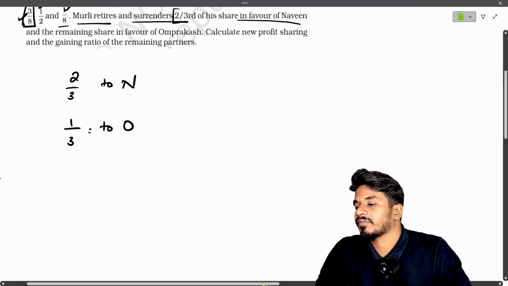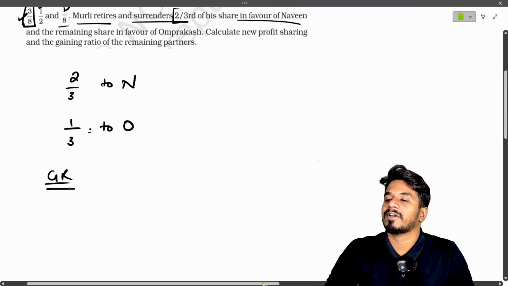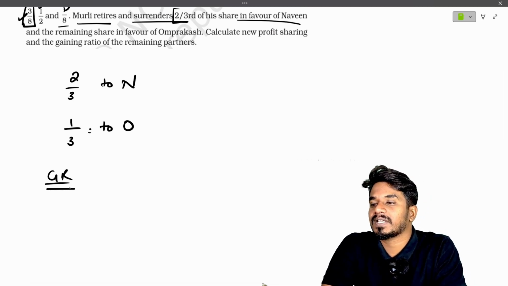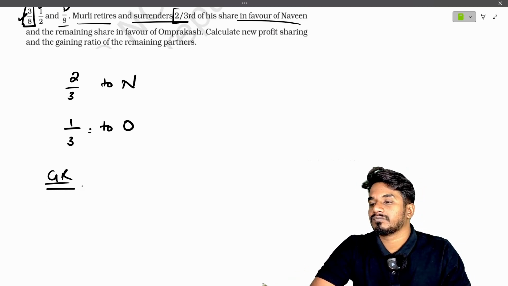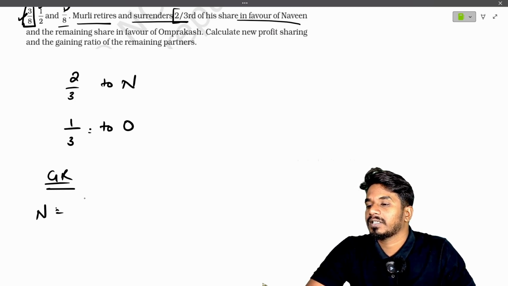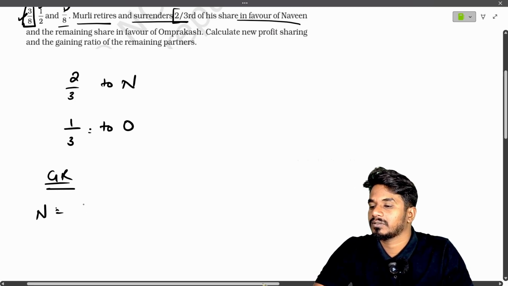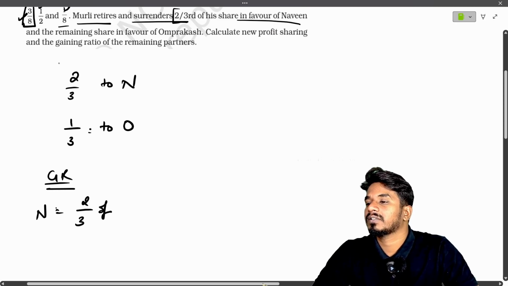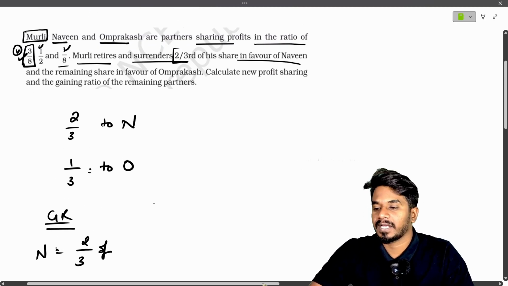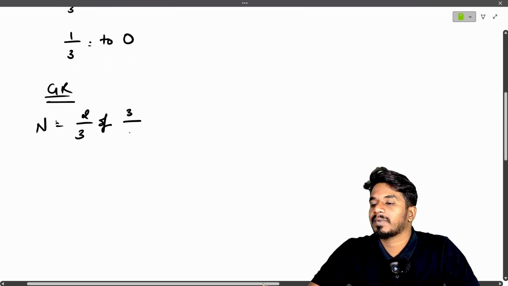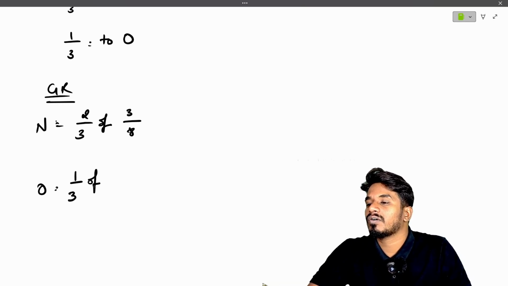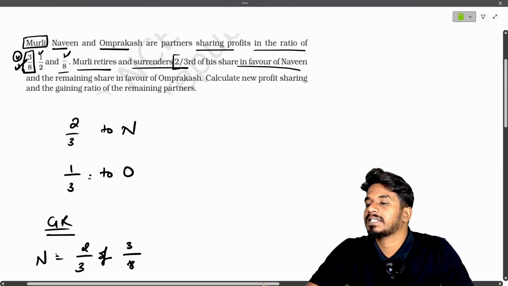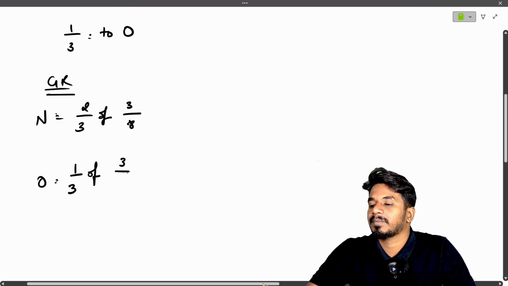So first we will find out gain ratio. How can we find it out? The question clearly specifies that two-third is surrendered to N and one-third is surrendered to O. So for N he is giving two-third of what? Of his share, 3 by 8, correct? For Om Prakash also, he is giving 1 by 3 of his share, that is 3 by 8.